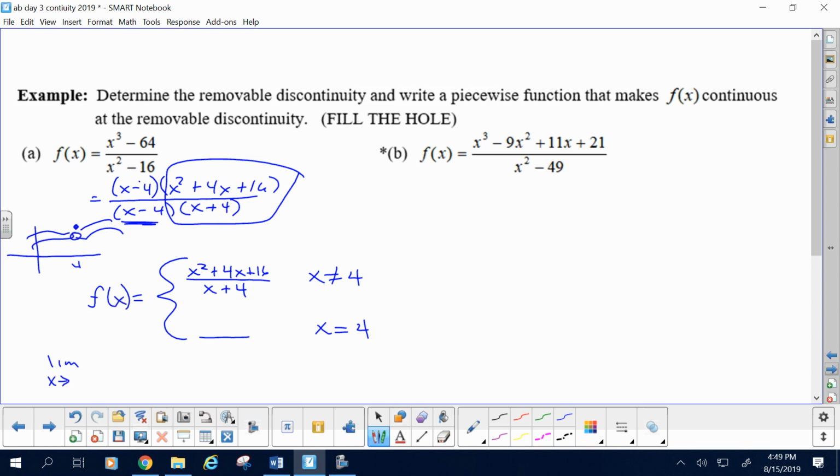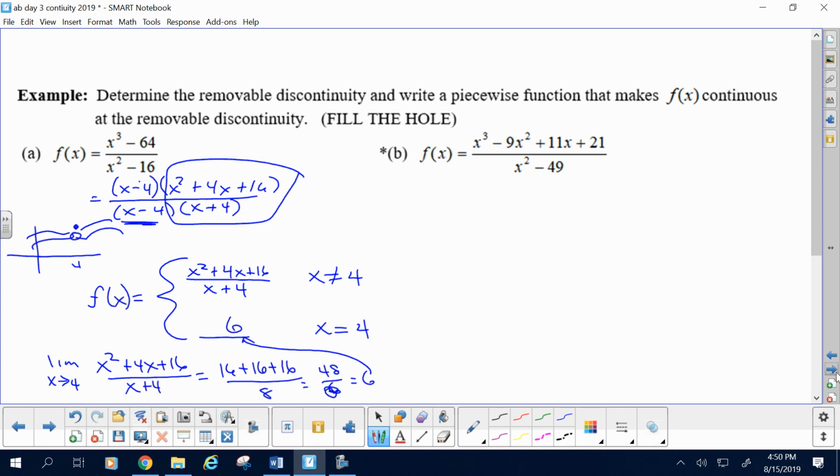as x goes to 4 of the function, which really you can just look at what's left. What does what's left approach as x goes to 4? And that could be used to fill the hole. When I put in 4, I would get 16 plus 16 plus 16 over 8. That's 48 over 8, and that's 6. The function wants to be 6. So if I put a point at (4, 6), I will have continuity.